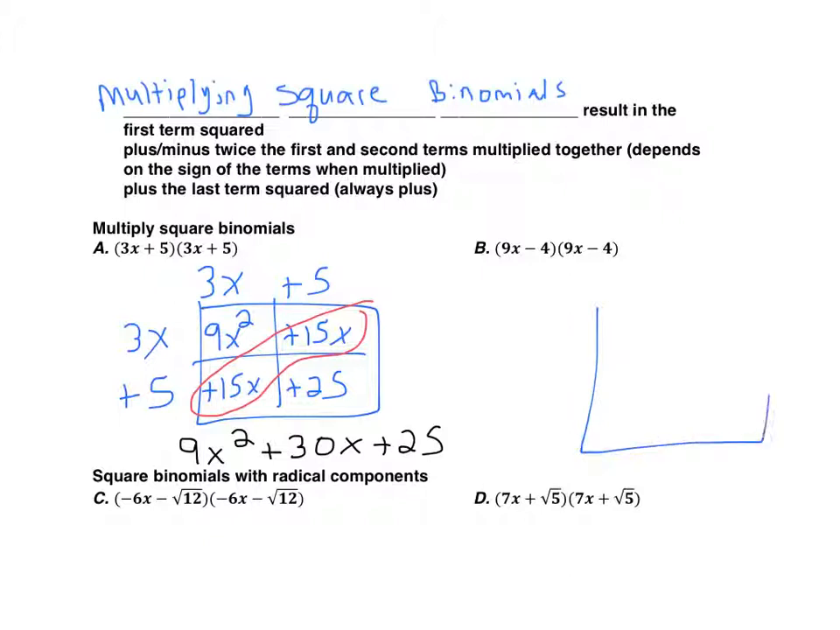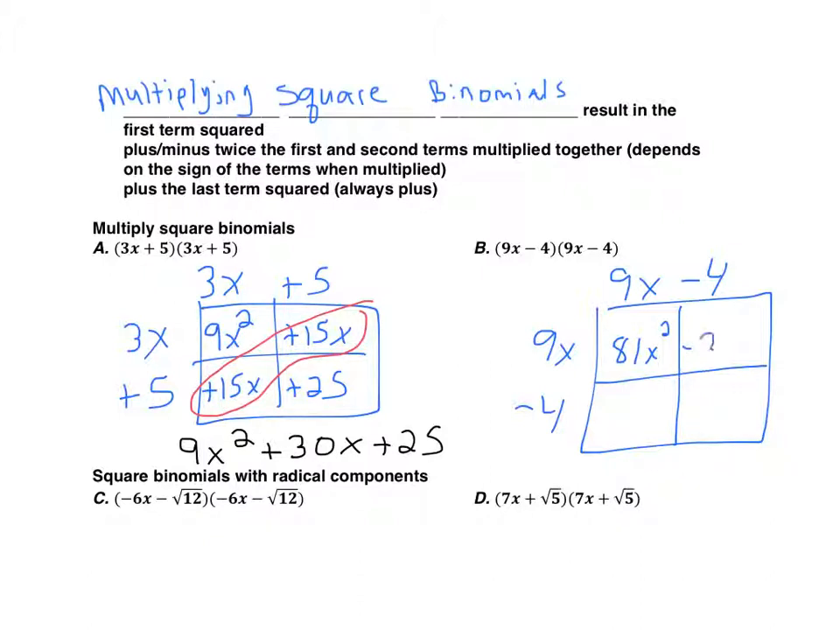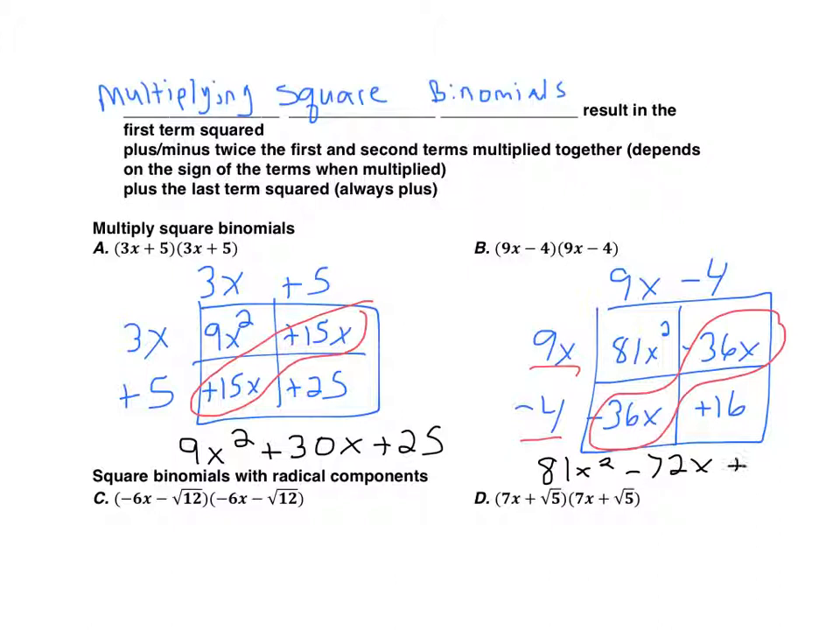In letter B, we're going to try this again. So we have our square, 9x minus 4 and 9x minus 4. 9 times 9 is 81x squared minus 36x. And then we have minus 36x. Negative 4 times negative 4 is plus 16. And then again, we have negative 36x and negative 36x are exactly the same, and that's because 9x times negative 4 is negative 36. So if we double the two terms multiplied together, then we will get the middle term. So we have 81x squared minus 72x plus 16.